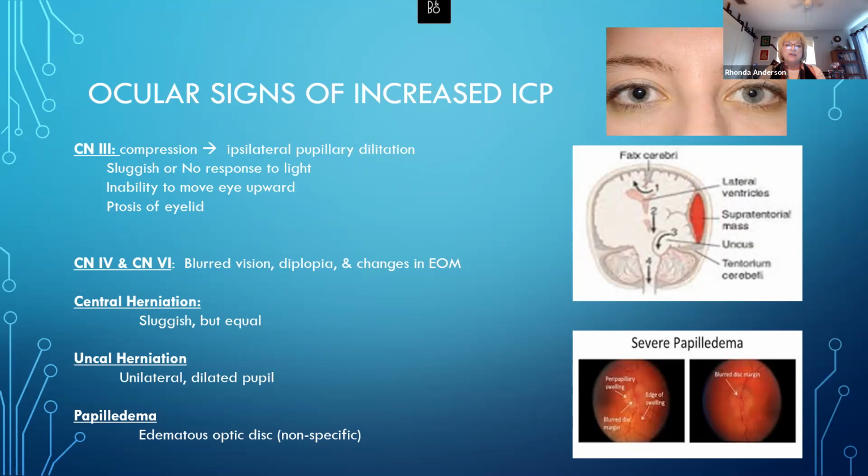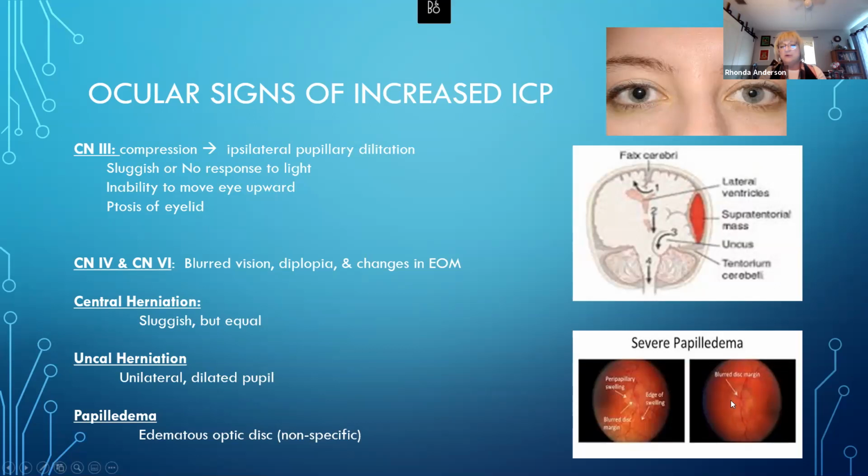With central herniation, you'll see sluggish but unequal pupils, but both will be dilated. With uncal herniation, it's a unilateral dilated pupil. And then if you were to pull out an ophthalmoscope, you would see what we call papilledema, okay?